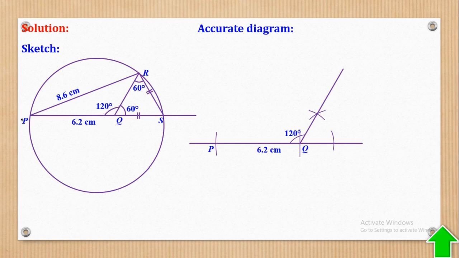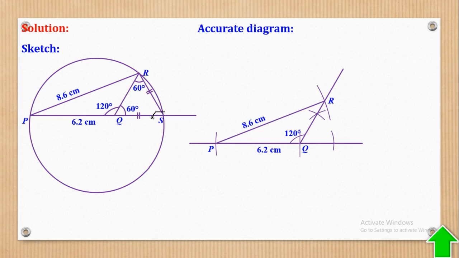So the next thing to do is to measure off the length of 8.6 centimeters. So what I will do, I'll put my compass needle here and mark off the length of 8.6 centimeters. So draw an arc, and that will be my point R. So now I've got the points P, Q, R. So I'll complete the triangle, and that will be the triangle which was required. And that was part A.